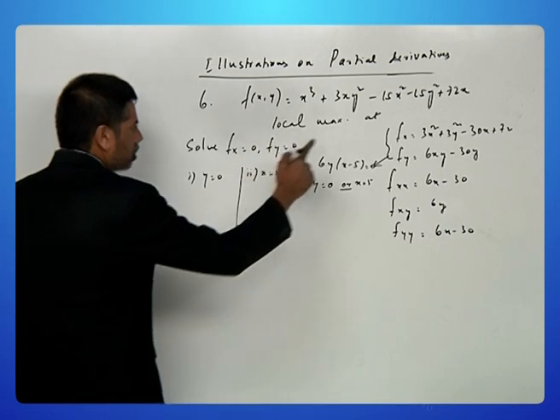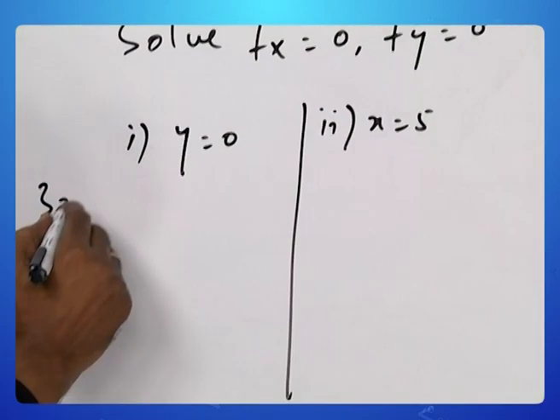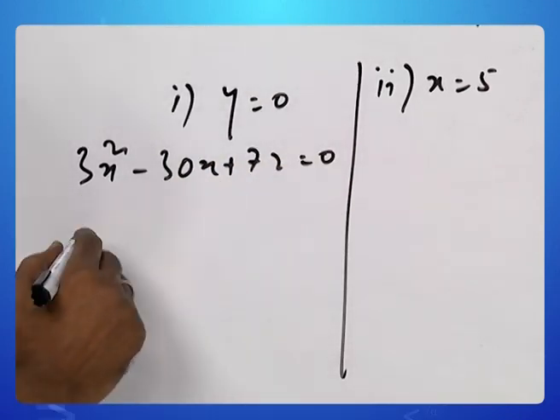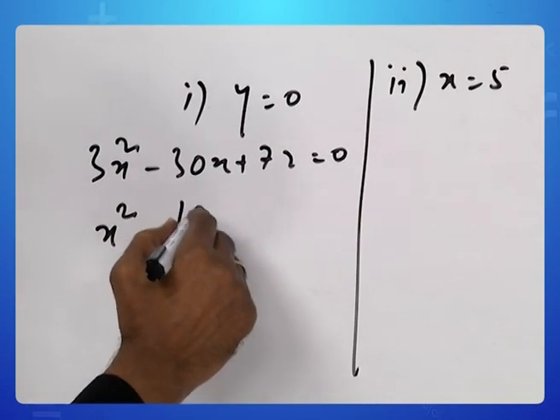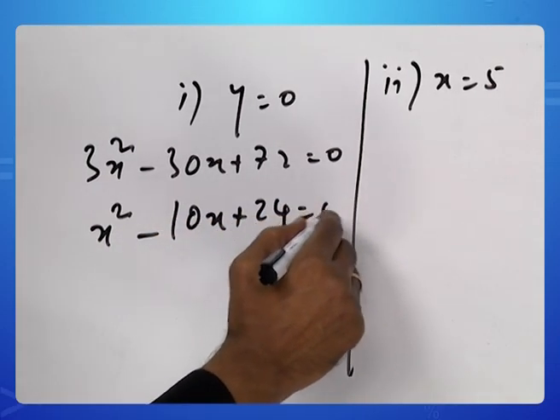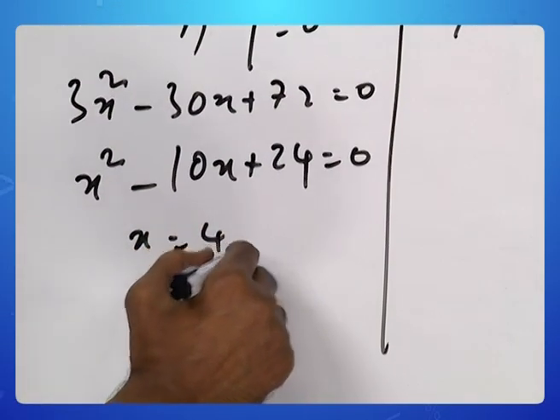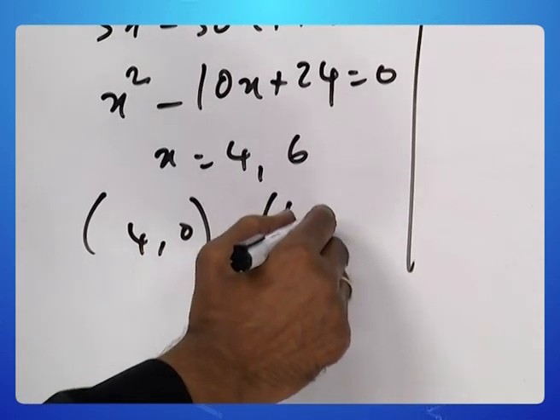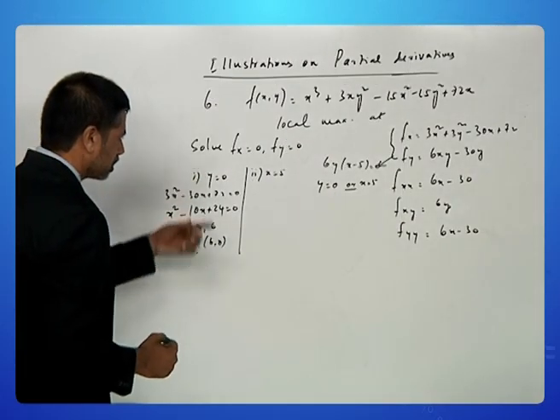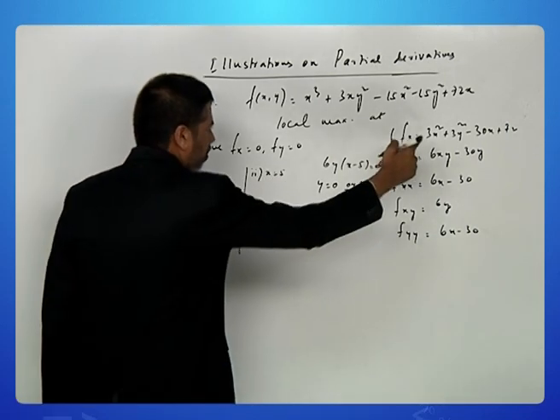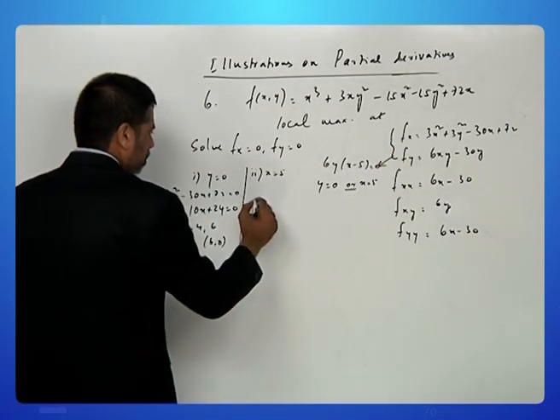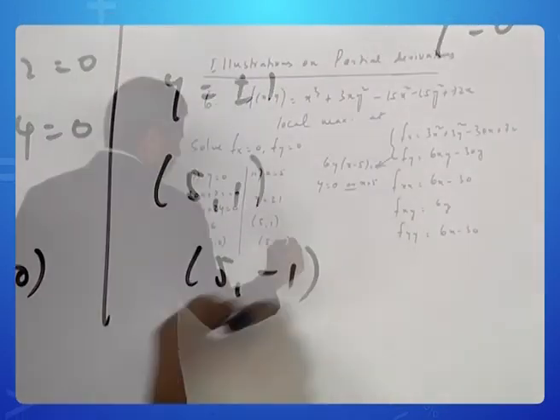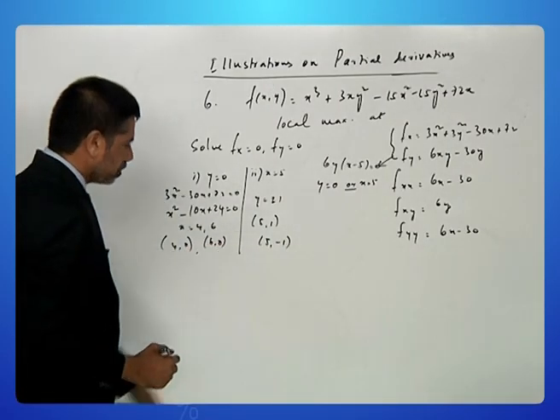So when you put y is equal to 0 in fx, you get 3x squared minus 30x plus 72 is equal to 0. Cancel out a 3. X squared minus 10x plus 24 is 0. So you get x is equal to 4 or x is equal to 6. So pair it up with y, you get 4, 0 or 6, 0. So two critical points from this case. Similarly, when you put x is equal to 5 in this, you will get y is equal to plus or minus 1. So you get 5, 1 or 5, minus 1. So four critical points have to be analyzed.